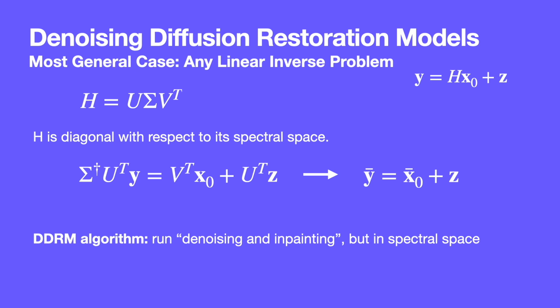They define y bar and x bar to convert this general linear problem to the inpainting-like problem as we discussed. And in this case we have y bar equals x bar plus z. Here multiplication with an orthogonal matrix gives the same normal distribution, so since they are all orthogonal matrices, they don't affect the statistics of our problem. And after this transformation in spectral space, we run the mentioned denoising and inpainting algorithm as we discussed.